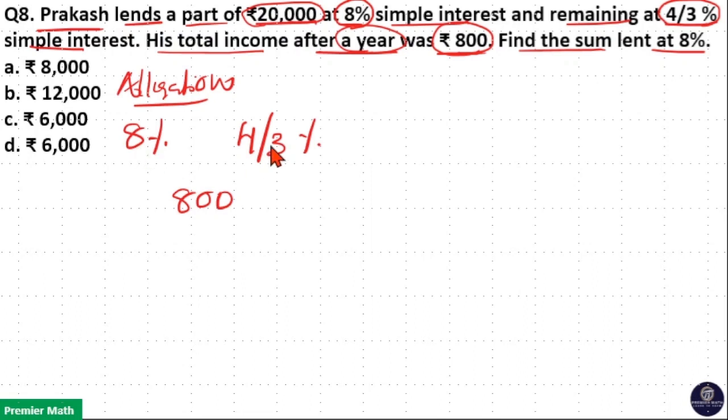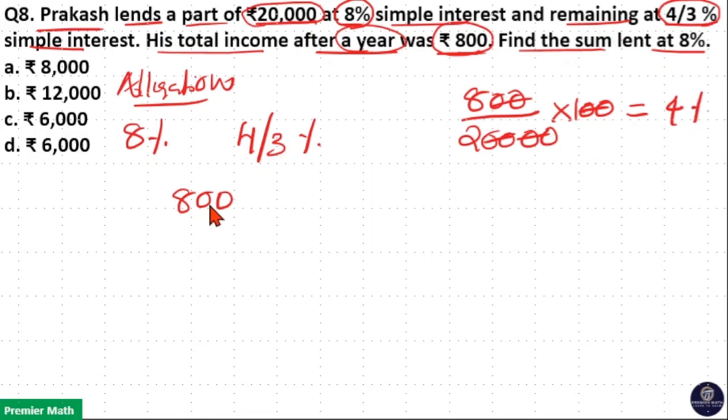Now, this 8 and 4/3 in percentage format. So, we should find the percentage form of this 800. This 800 is received from this total 20,000 rupees. So, 800 out of 20,000 is 00 cancel. 00 cancel. 8/2 is 4%. So, 800 is 4% of 20,000. So, write 4% in the middle. Now you can see this 8% simple interest and 4/3% simple interest constitute this 4%.